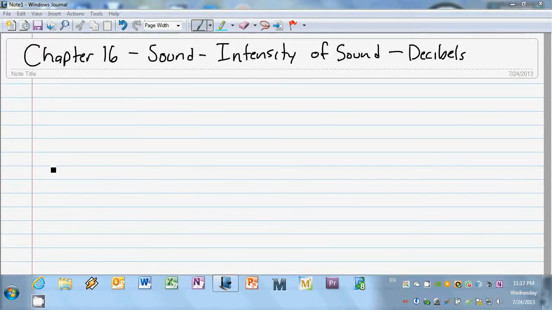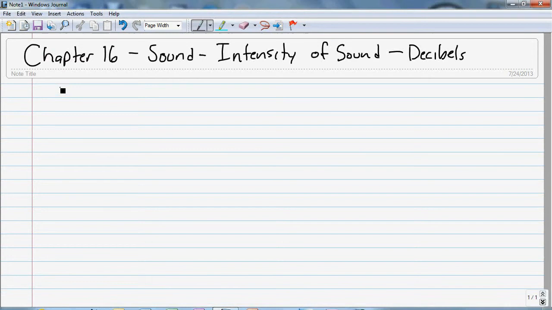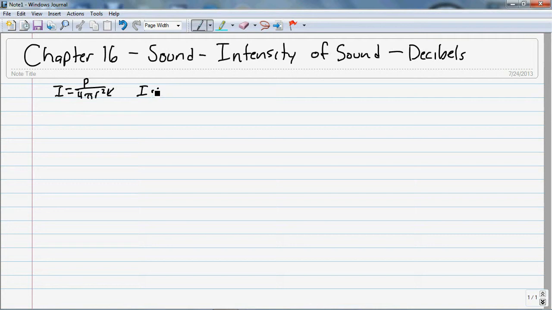In chapter 15, we talked about intensity, and we based intensity on a sphere. Remember that intensity is equal to the power divided by, for a sphere, 4 pi r squared. And because we have r squared in the denominator, that means that intensity is related to 1 over r squared. And this means that intensity is not linear.